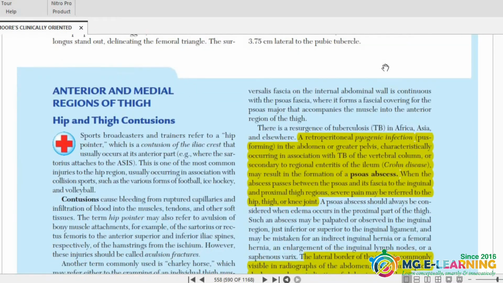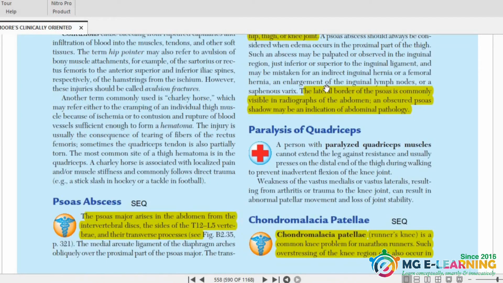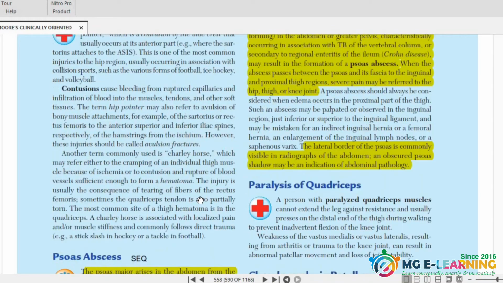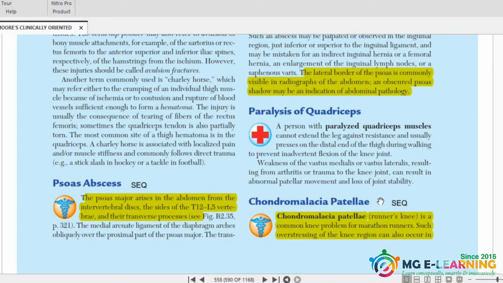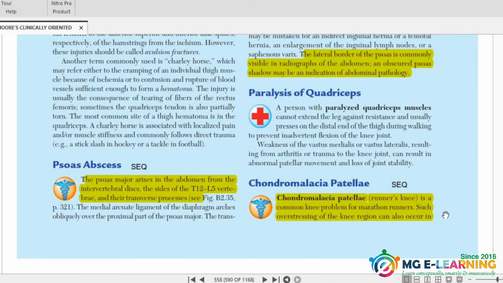Now we move on to the clinical box. First of all, psoas abscess. It is important from the SCQ point of view. And next one is chondromalacia patella. It is also known as runner's knee. It is also important from the SCQ point of view.